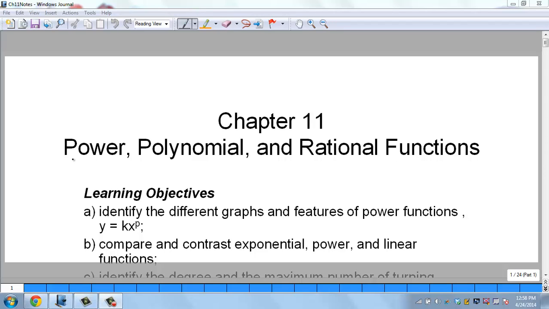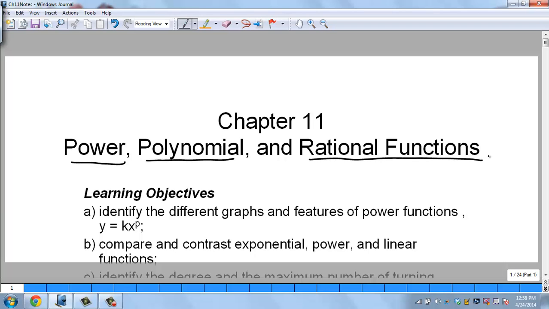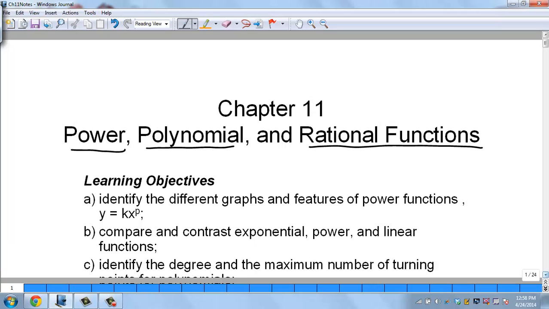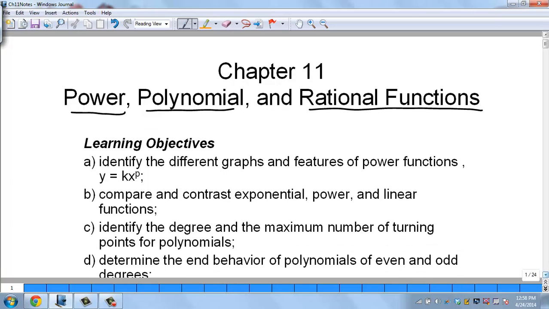All right, the final chapter of the year. So this is an interesting one because we're talking about three types of functions. One is going to be power functions, polynomial functions, and then we're going to talk about rational functions. Now I'm going to break this unit down into more than one video, probably 3 videos, so that they'll be shorter and then you can go through and see the differences.